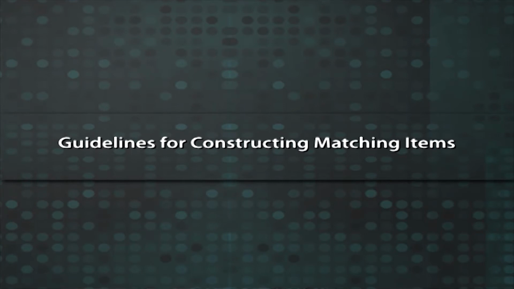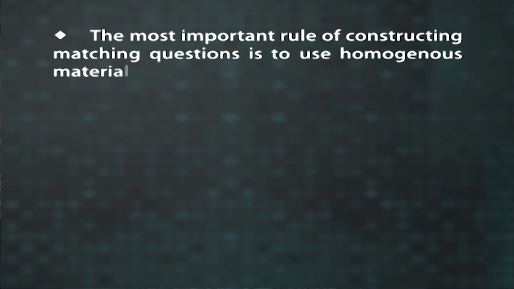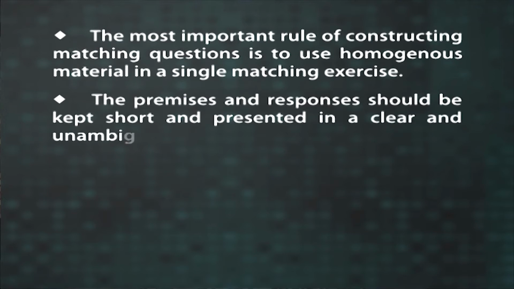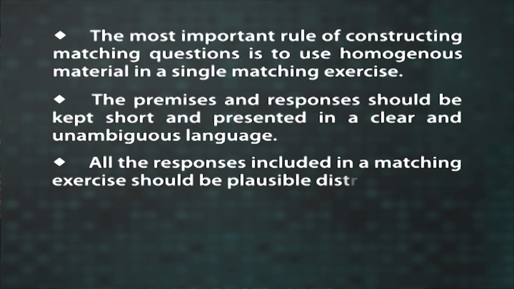Guidelines for constructing matching items. The most important rule of constructing matching questions is to use homogeneous material in a single matching exercise. Also, teachers should be careful to include significant materials. The premises and responses should be kept short and presented in a clear and unambiguous language. The premises should contain no irrelevant clues that might help students to find the correct answer. All the responses included in a matching exercise should be plausible distractors. This will help us ensure the homogeneity of items.